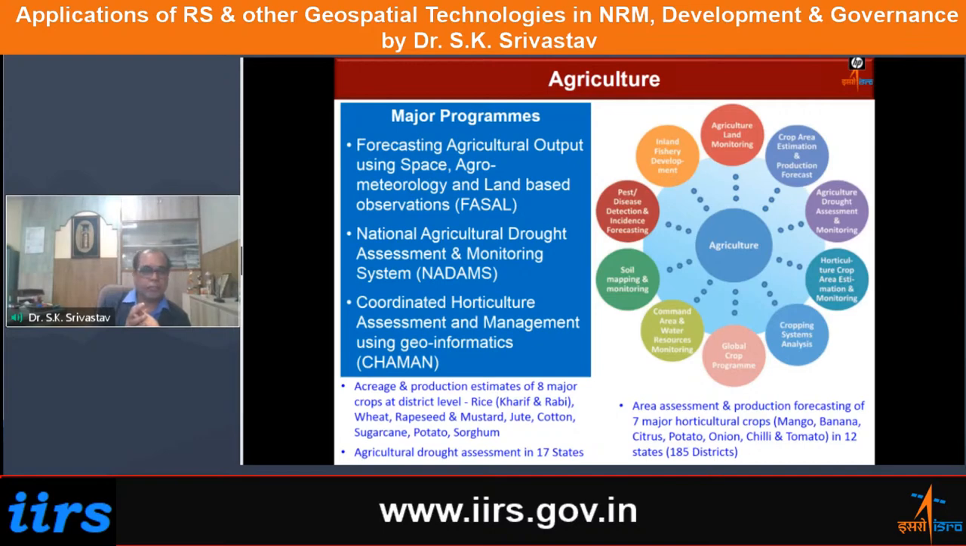So as a policy input, the satellite remote sensing data sets are being used for deciding export-import policy of the agricultural food grains. Second major operational application today, which is being carried out again by the same center, is on National Agricultural Drought Assessment and Monitoring. In short, it is called NADAMS. Under this program, as you are all aware, India is basically a drought-prone country, and 17 states in our country have been identified as drought-prone states.